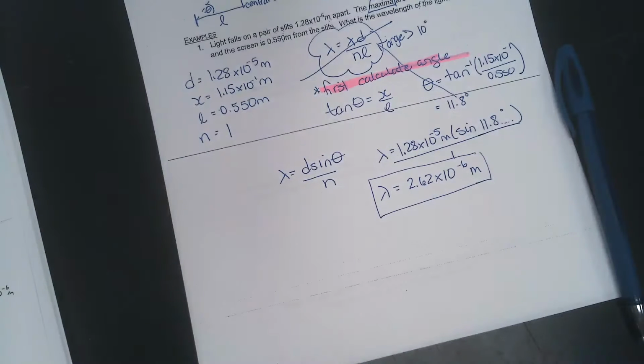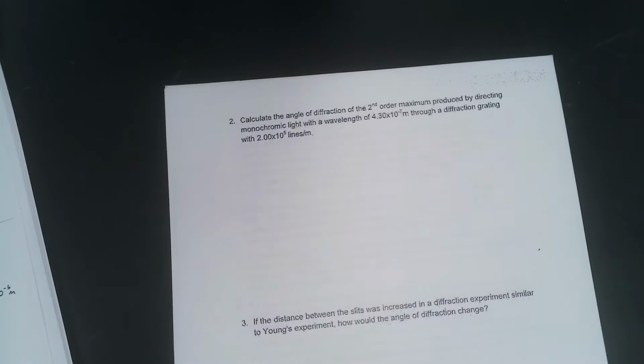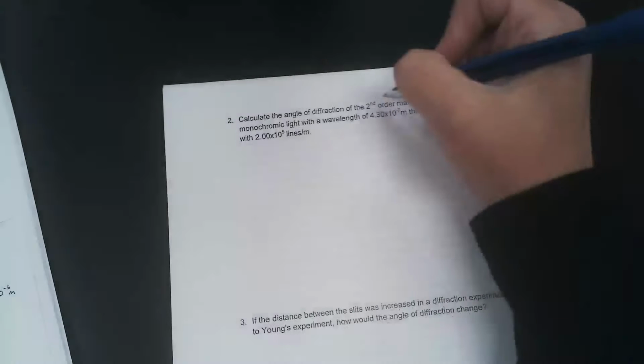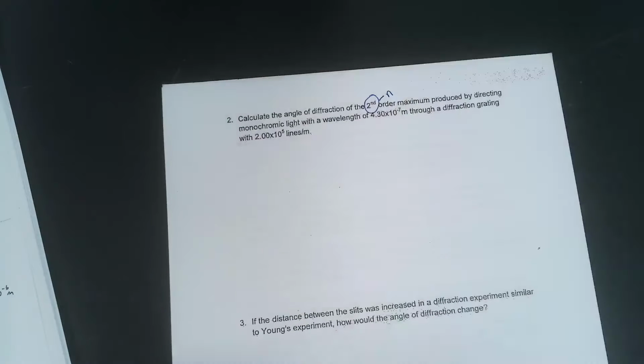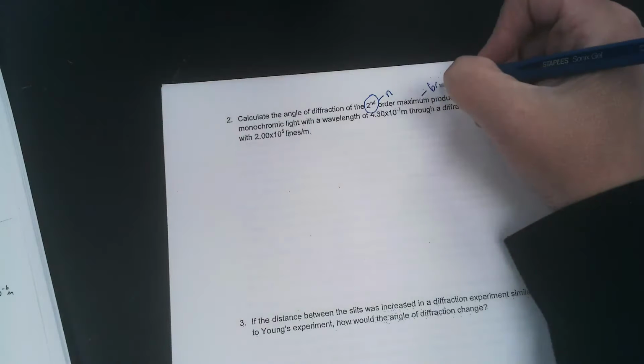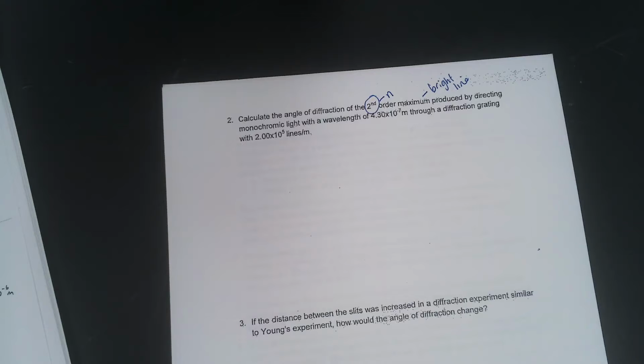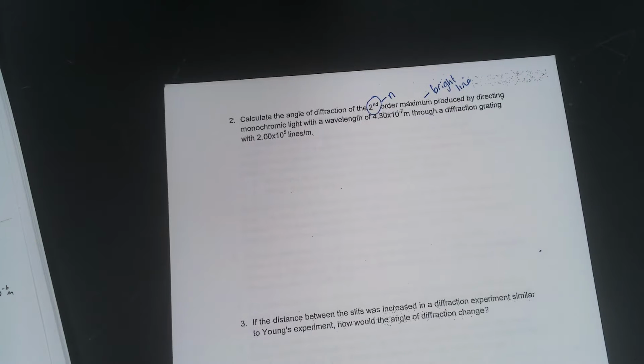Okay, first you have to calculate the angle. All right, let's look at the next problem. Question number 2. The angle of diffraction for the second order maximum produced, so this is a bright line, by directing monochromatic light with a wavelength of 4.3 times 10 to the negative 7 meters through a diffraction grating with 2.00 times 10 to the 5 lines per meter.